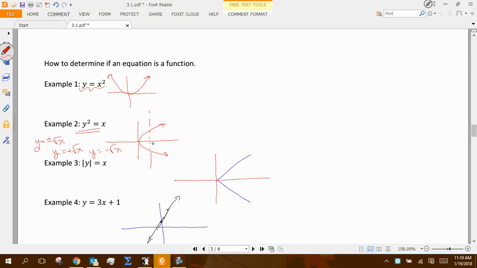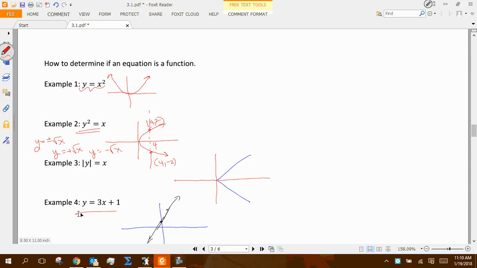Say this x is 4. If I plug 4 in right here, it's going to say your y value is positive 2. So you get the ordered pair 4 comma 2. If I plug that 4 in right here, I get the opposite of the square root of 4, which is negative 2. So I get 4, negative 2. You get two different y values. Same thing happens here with the absolute value. Obviously we get a positive and a negative, and we have an issue.